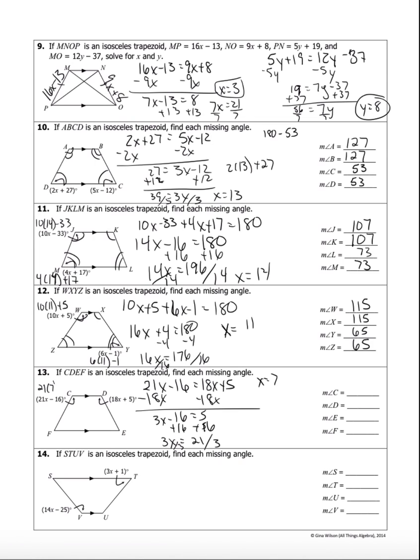We plug it in. 21 times 7 minus 16 is going to make 131. And angle D is also going to be 131. To find E and F, we'll take 180 and subtract the 131. So that'll be 49 for both E and F. Go ahead and find your work on number 14. Number 14 and number 12 are very similar, so you can use that as your example.